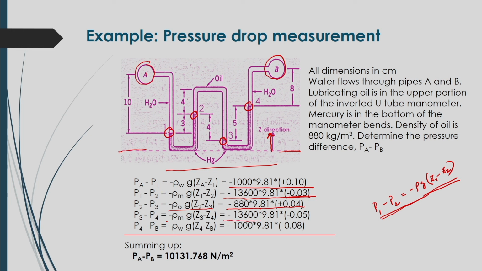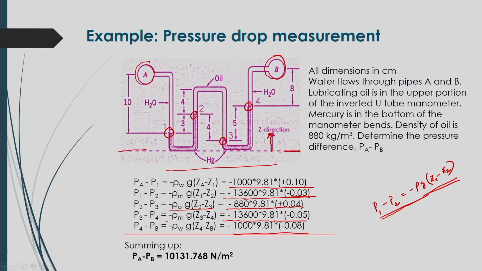So, here after substitution, the distance between them is given as 0.05, but it will be negative because here point 4 is higher than point 3 in the positive z direction. Similarly, here P4 minus Pb, between point 4 and B, it will come there. Here again this fluid element will be only water, so because of that you have to consider the density of water there.